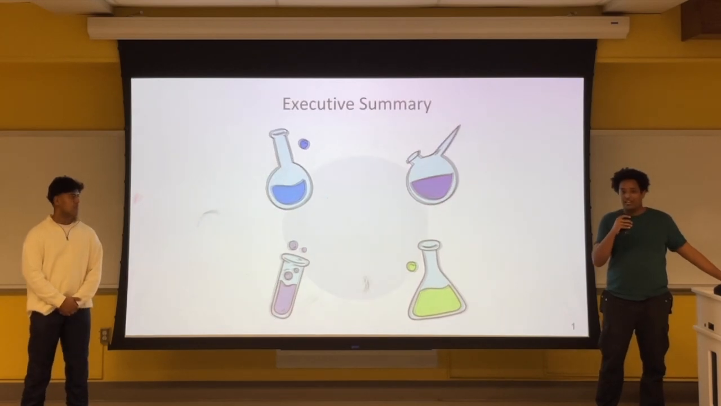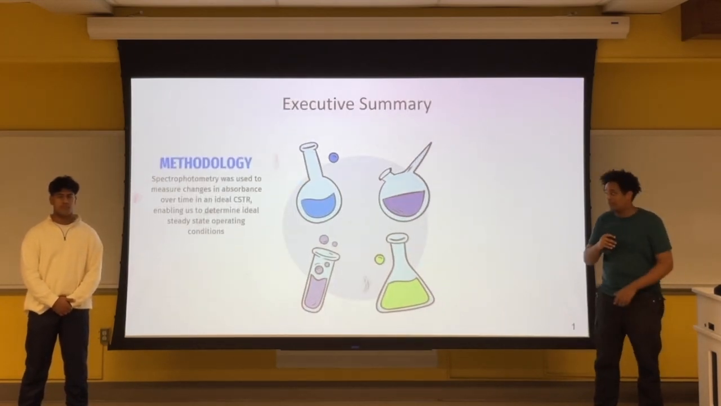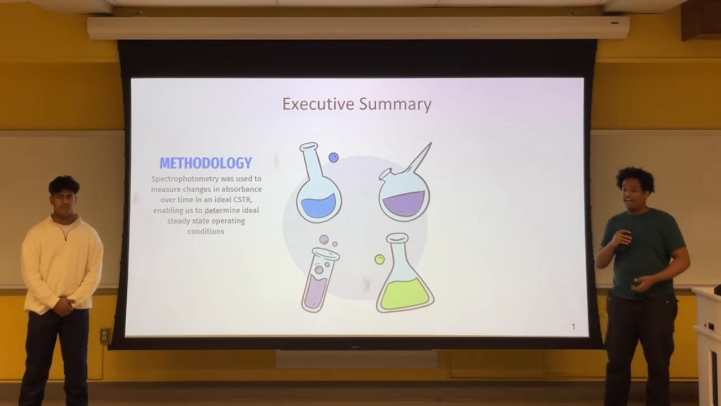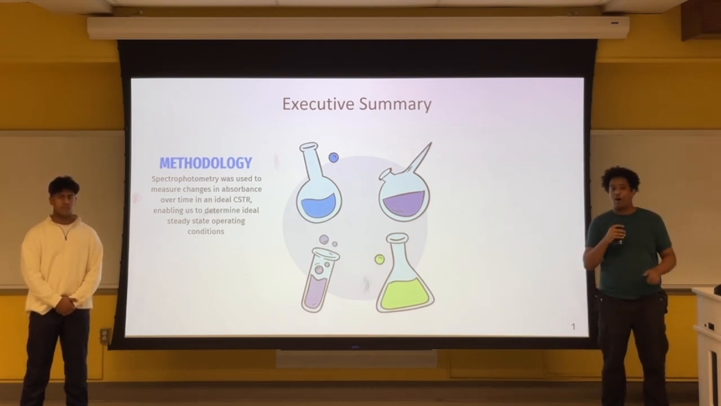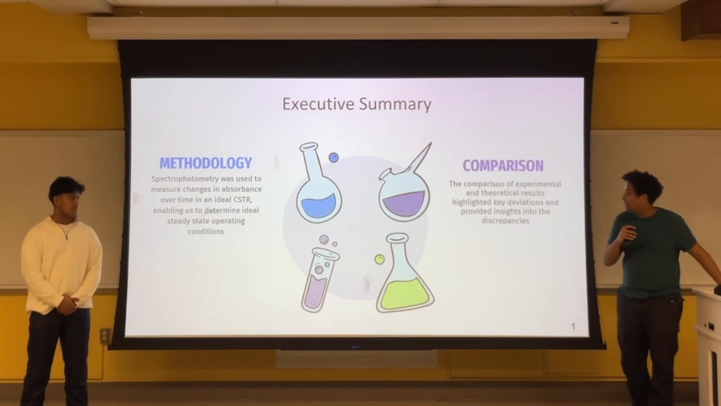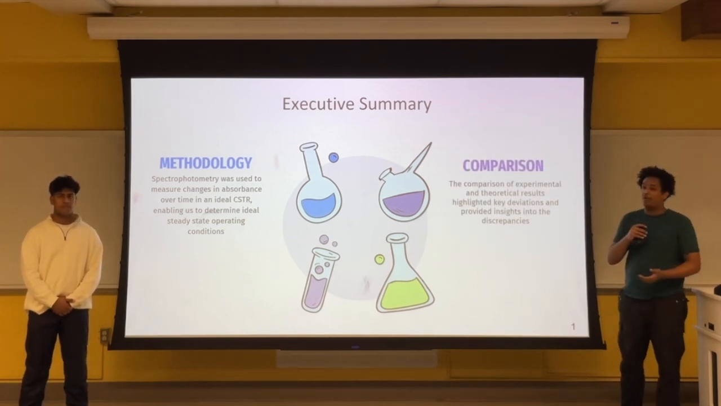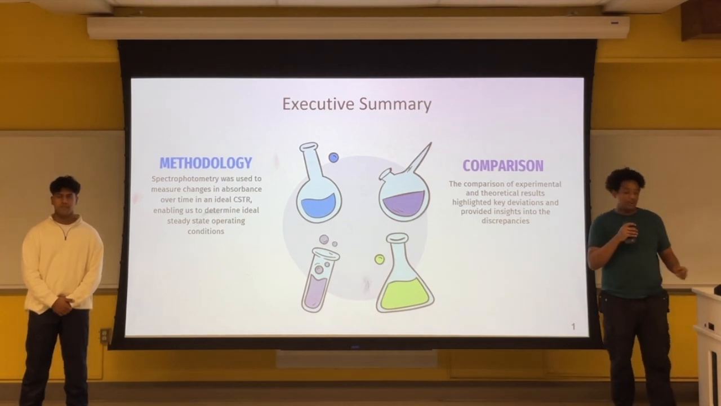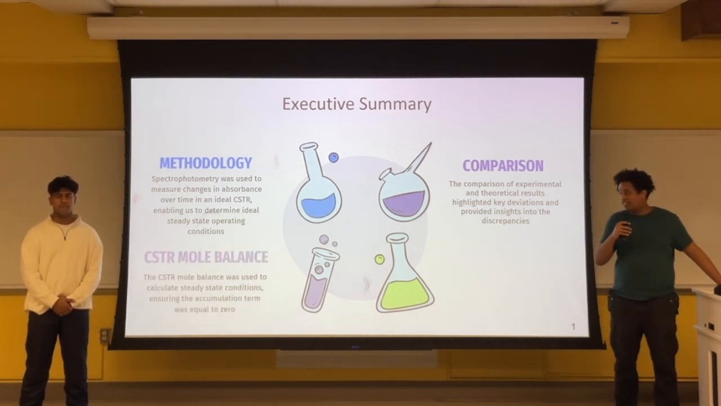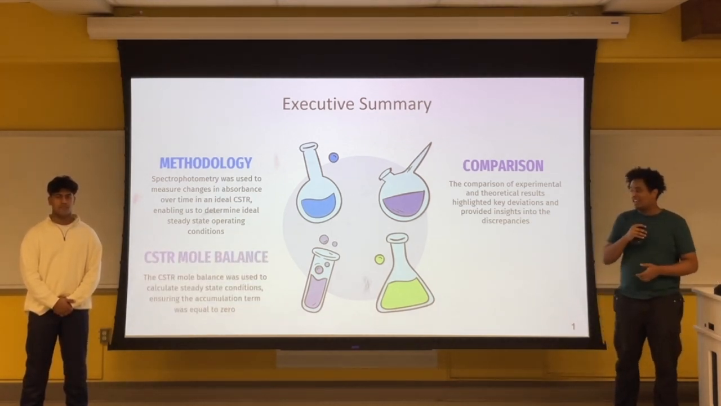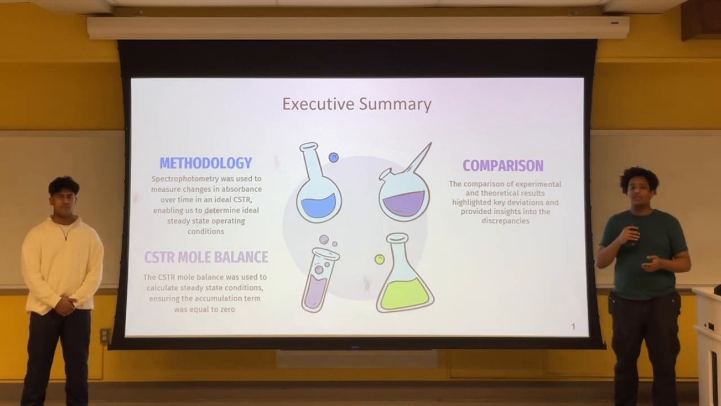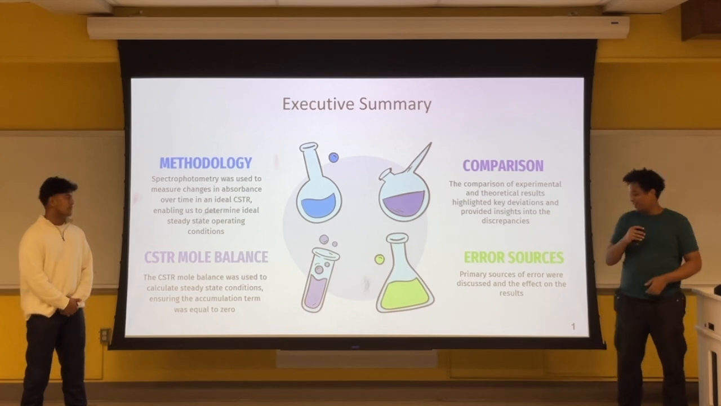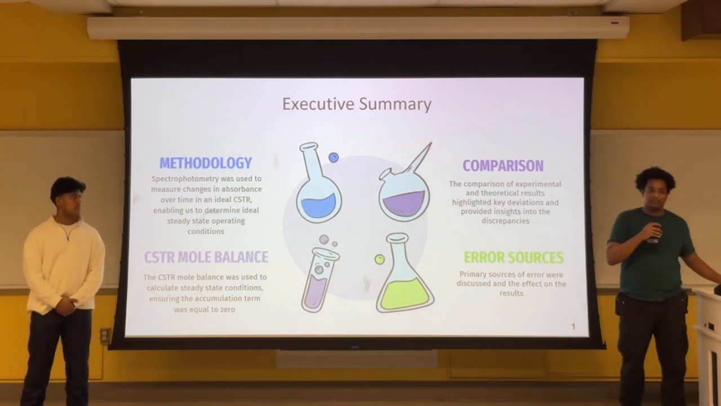Getting straight into our executive summary, spectrophotometry was used to measure changes in absorbance over time in our ideal CSTR, enabling us to determine ideal steady-state operating conditions. The comparison of experimental and theoretical results highlighted key deviations and provided insights into the discrepancies. The CSTR mole balance was used to calculate steady-state conditions, ensuring the accumulation term to be zero. Lastly, primary sources of error were discussed and the effects on the results.